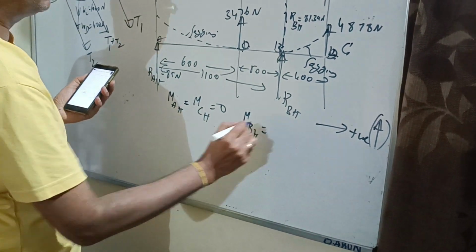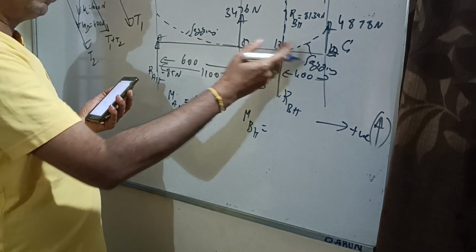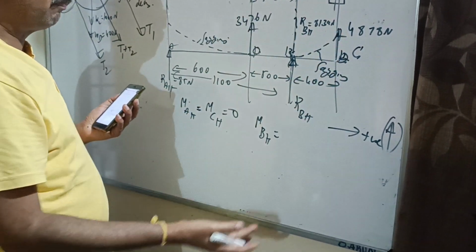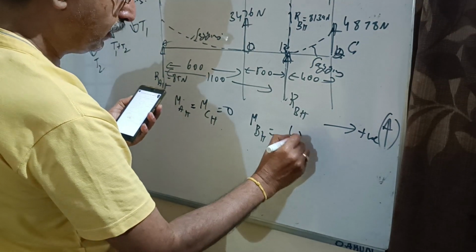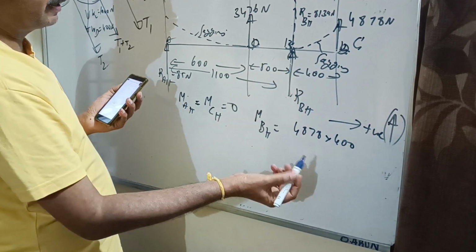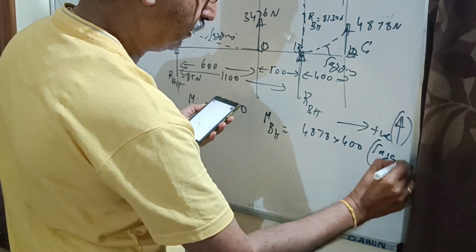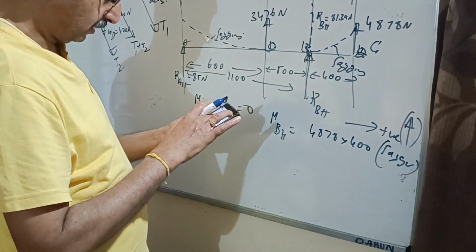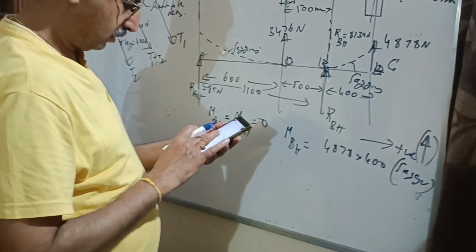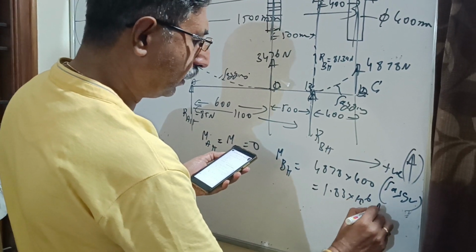MBH. What is MBH? In the same manner, I can find out the bending moment at point B, either by taking moment due to all the forces to the right of point B or to the left of point B, because there is only one force to the right of point B. So what is that moment here? 4,878 into 400. It is sagging. What is the value? Let me check it. It is sagging, 1.83 into 10 raised to 6 Newton millimeter.